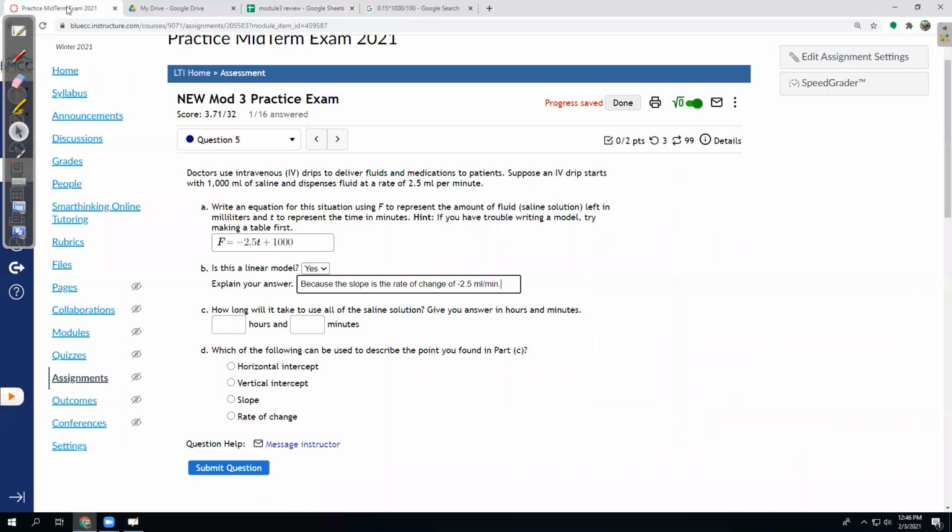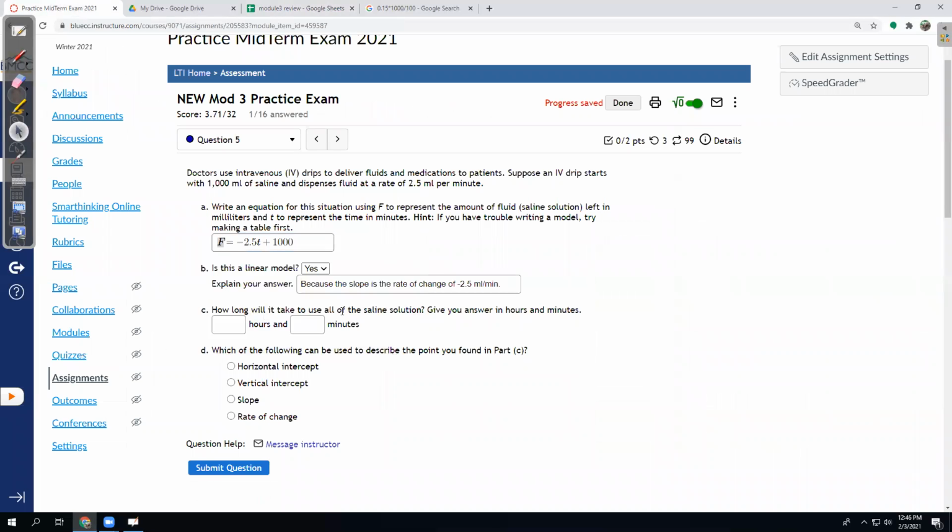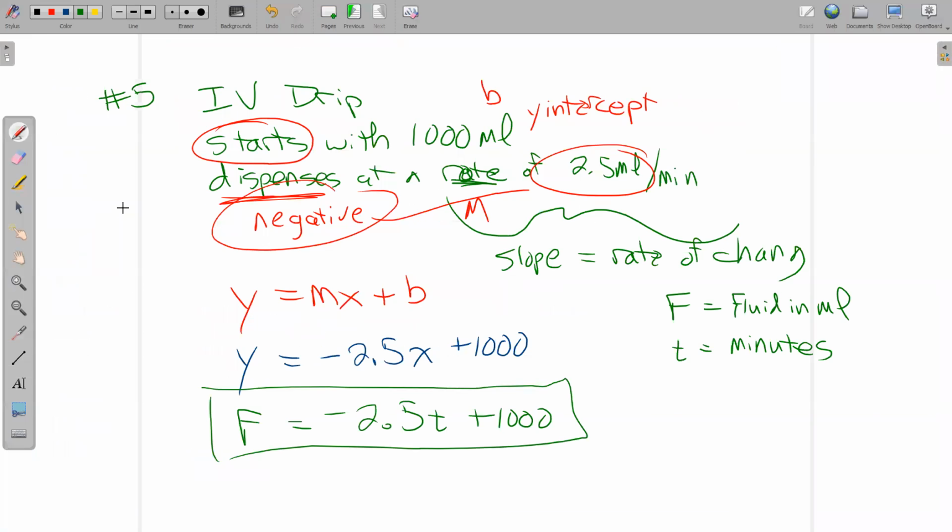All right, so how long will it take to use all the saline? Okay, I could keep filling down on my spreadsheet till I get to no more milliliters, or I could solve the equation. I want to know when the fluid is gone. So when is it empty? When is it 0? And that uses all of the saline.